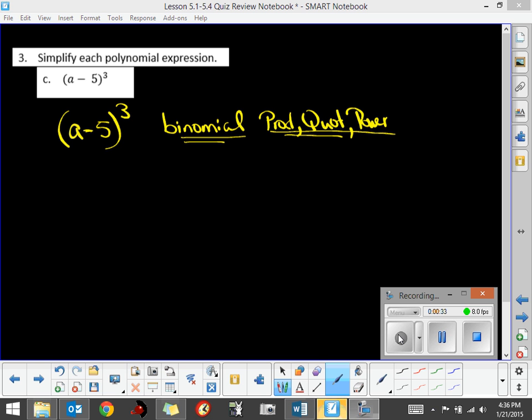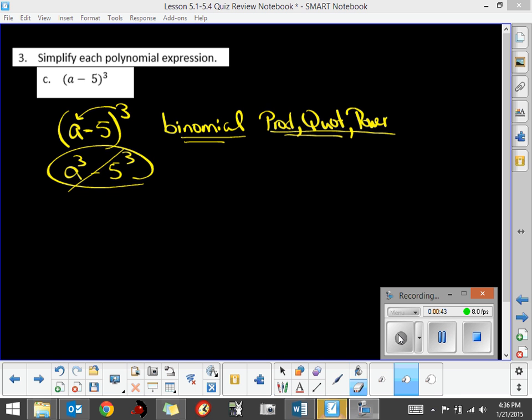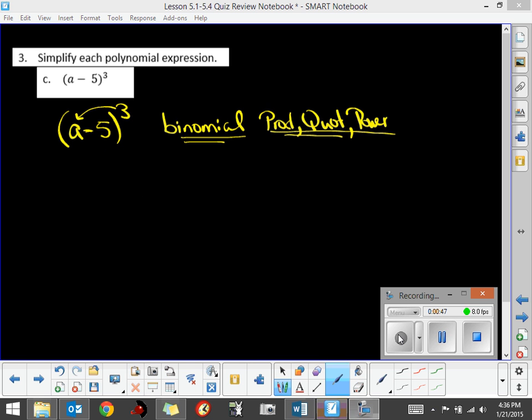So I'm going to try to debunk this myth. This is not a cubed minus 5 cubed. I repeat, that is not the way we do it, because that's a binomial and they play by a different set of rules. What we do want to do is write out our (a - 5) 3 different times. So because it's a binomial, we have to shift gears and move into a different technique here.